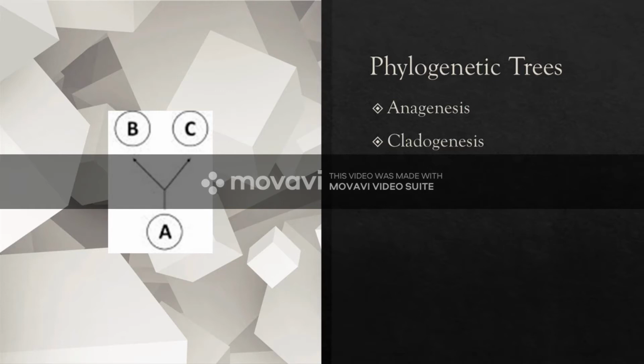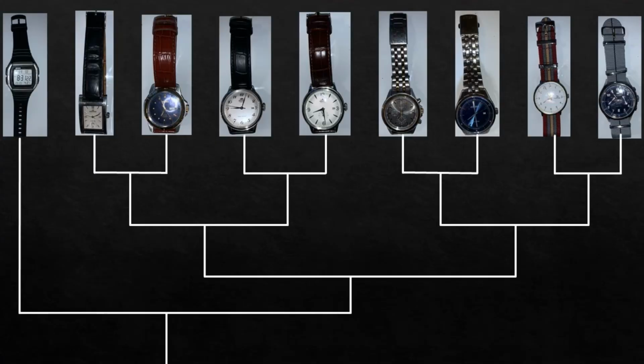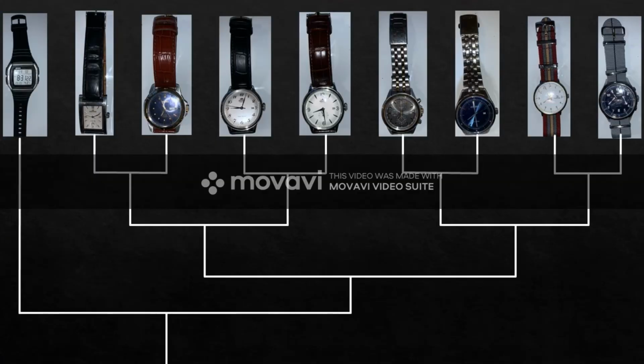Before we begin, let's go over some basic concepts. Operational taxonomic units, or OTUs for short, are the species, gene sequences, or in our example today, the watches that we are comparing. An outgroup is an OTU which we know is diverged earlier than all the other OTUs. In this case, it is the digital watch.